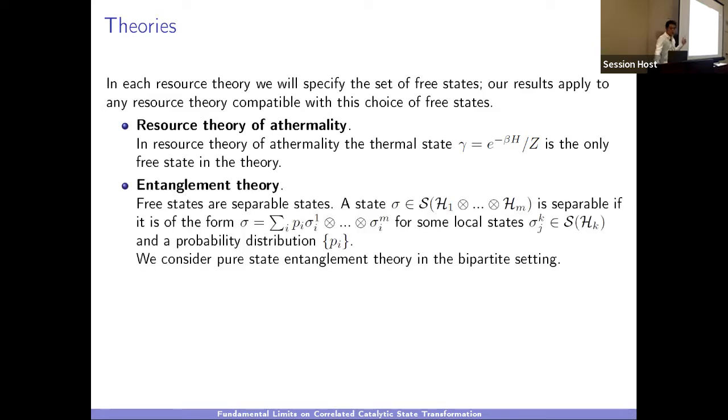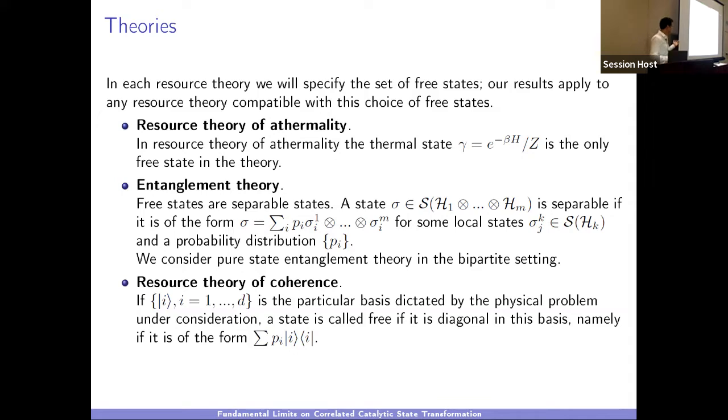Then we have entanglement theory. Here the free states are separable states. And I mention here we will consider pure state entanglement theory in the bipartite setting. And then the resource theory of coherence. And here free states are diagonal states in a particular basis.